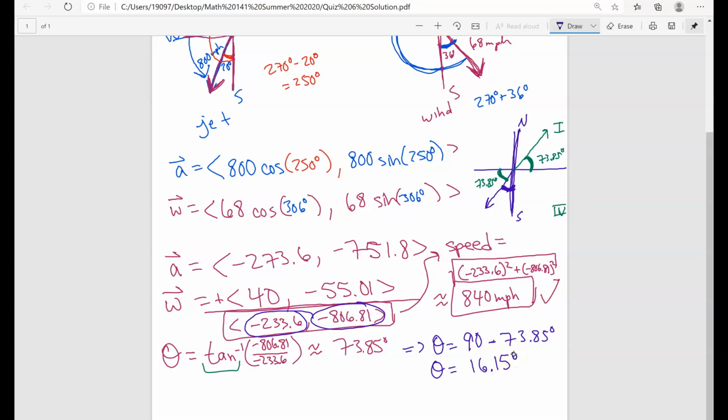Now what we got to do is put this in bearing form. So we're going to go ahead and put it in the direction, which in this case will be southwest. So it'll be southwest, and then the bearing will be 16.15 degrees. Or you can just write 16.15 degrees going in the southwest direction. So make sure that you always put the direction as well. So hopefully this helps.